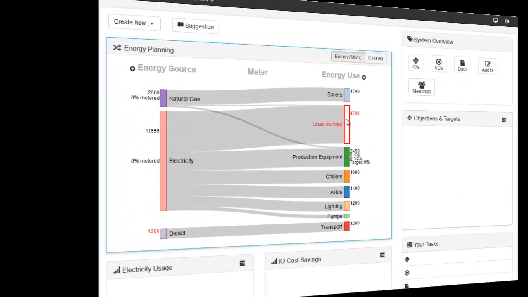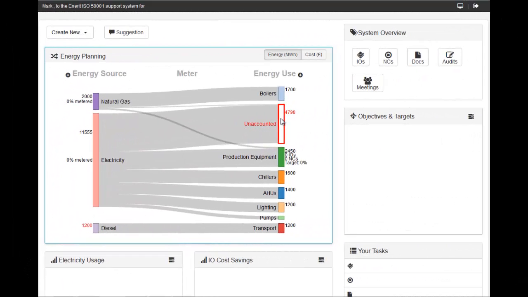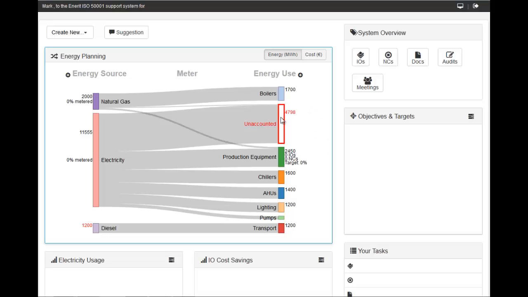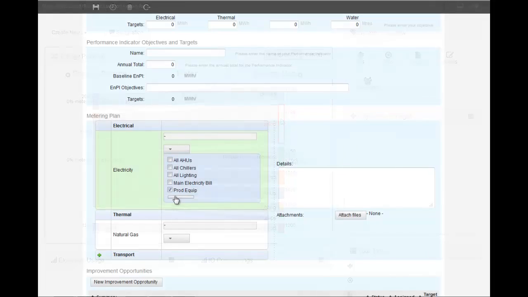Now that the Sankey has drawn itself and given you a powerful visualization of your organization's energy flows, you can begin to focus on your measurement plan. First of all, try to minimize the unaccounted figure in terms of your energy usage. From there, concentrate on the links between your energy uses and energy sources. This will give you the areas that you need to focus your metering.